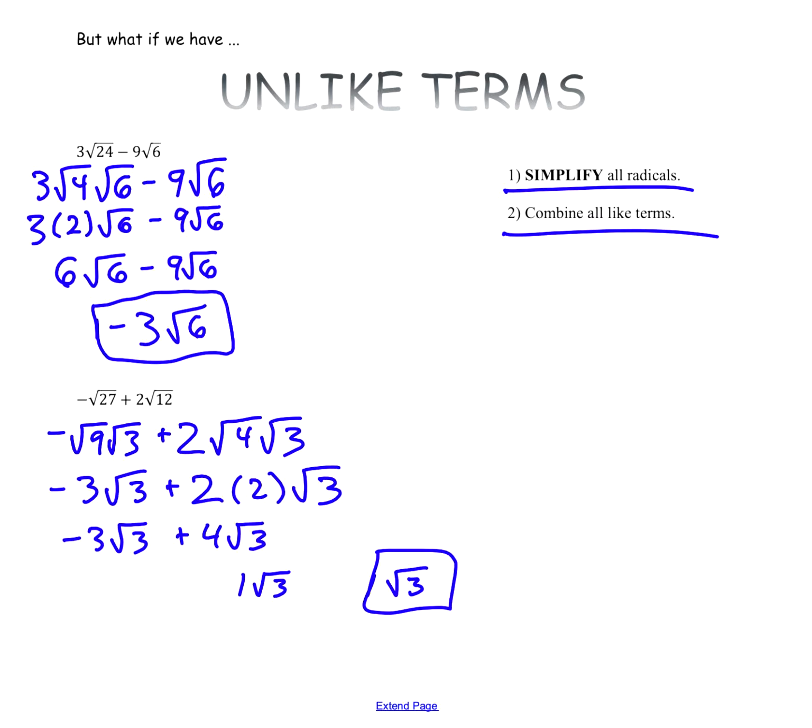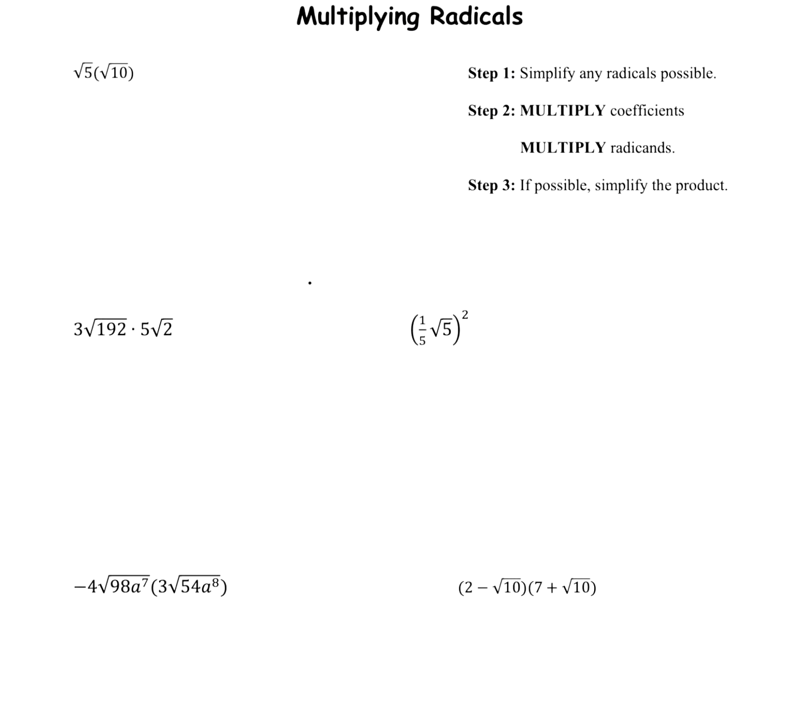On the next page, we're going to do multiplying radicals. We have a little step-by-step multiplying radicals box over here that I made. So follow that. It says step 1, simplify any radicals possible. Then step 2, we multiply the coefficients. Then multiply the radicands. And the final step is just to simplify the product if we can anymore.